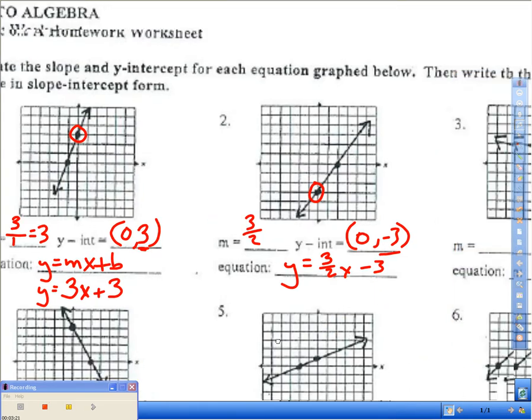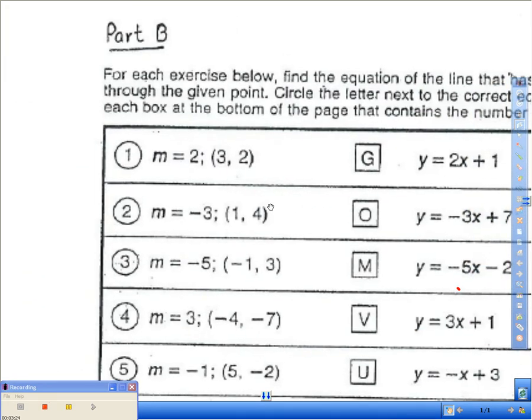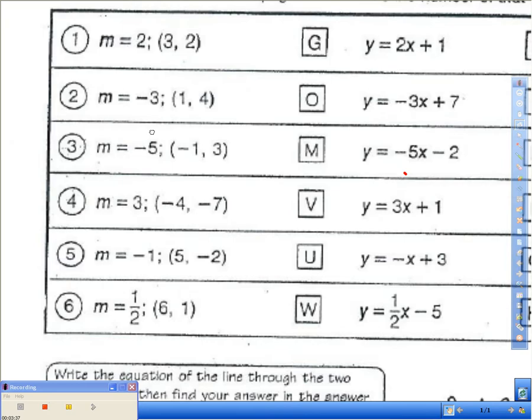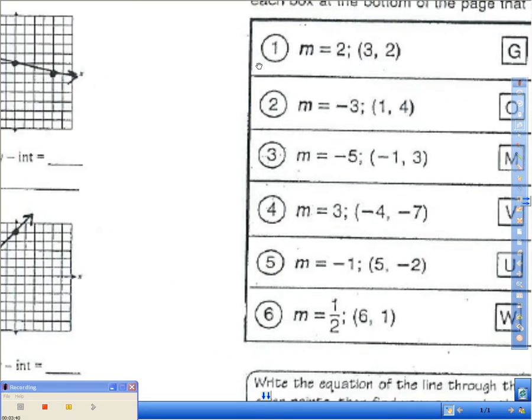Then if we look over to the right-hand side, it says part B. The directions here say that we're going to find the equation of the line that has the given slope and passes through the given point. So on numbers 1 through 6 over here, we are given 6 pieces of information, and we want to write an equation of a line that has these characteristics, that has a slope of 2 and passes through 3, 2.